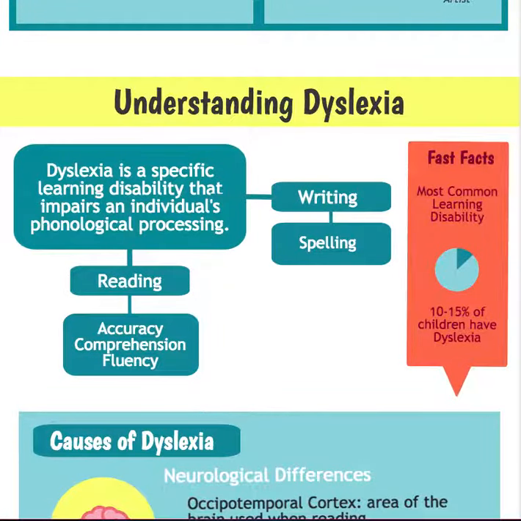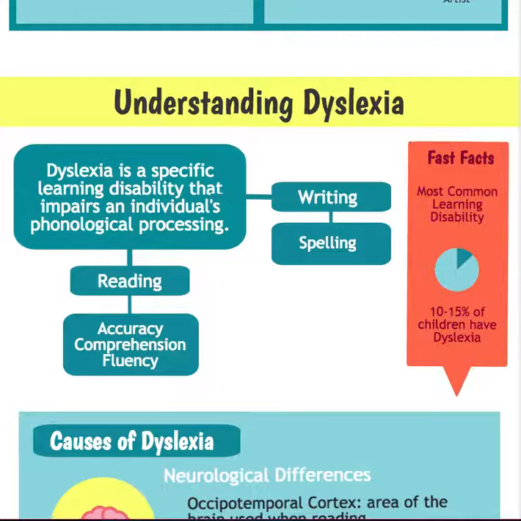Dyslexia is a specific brain-based learning disability that impairs an individual's phonological processing, which is the ability to process and understand written and spoken language. In reading, this disorder manifests itself by leading to difficulties with accuracy, comprehension, and fluency, and in writing, it leads to difficulty with spelling. Dyslexia is the most common learning disability in the United States, and approximately 10 to 15% of children are believed to have the disorder.